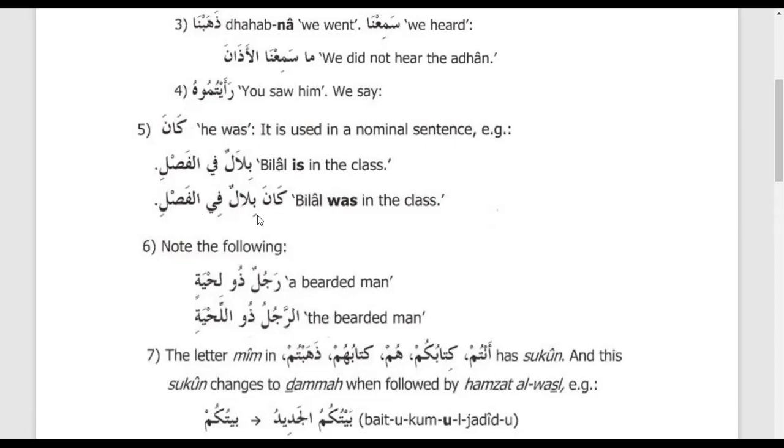Today, we will only focus on this part of kana, and then inshallah in the next lessons, we will discuss that kana also has sisters. So we say kana wa akhawatuha, and because kana comes with a nominal sentence, the subject becomes ismu kana and the khabar becomes khabaru kana. But we are not discussing it today. Today we will only talk about the meaning of kana. It means was. And we will only learn that kana comes with a nominal sentence. As we can see here, Bilalun fil fasli is a nominal sentence, and we have used kana with it, so it is translated as Bilal was in the class.